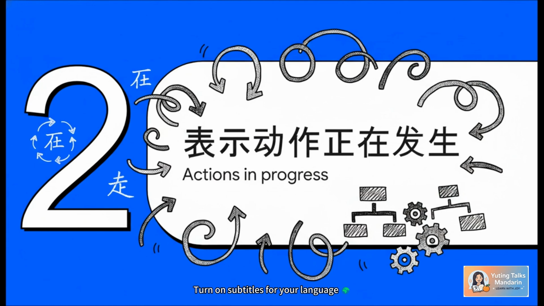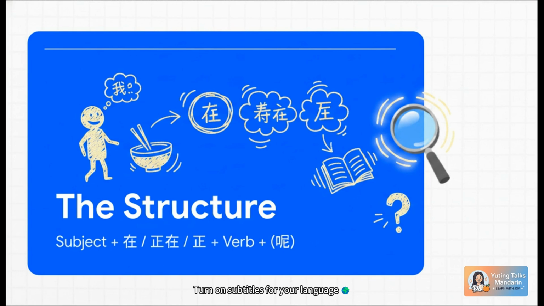Okay, so let's really dive in and break down the structure for talking about these actions that are happening right now. Okay, so the pattern itself is actually super simple. You've got the subject, the person doing the thing, like I or she. Then you pop in one of those magic words we just saw, 在, 正在, or 正. Right after that, you put the verb, so the action. And then, if you want, you can add a ne at the very end. It just kind of makes it sound a little softer, more conversational.